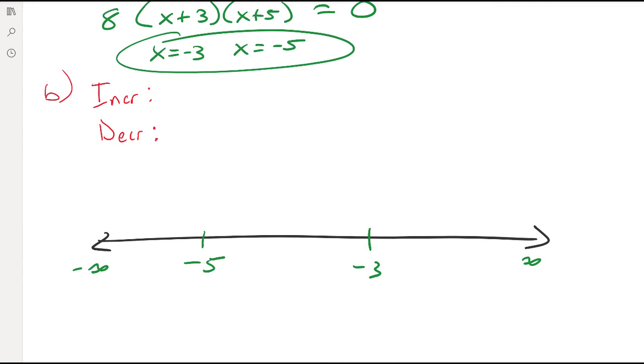In this leftmost region, our representative is, I'm going to use -6. So we're going to take -6 and plug it into the first derivative. Very important: plug it into the derivative. I could use -7 or -12, it doesn't make any difference. It just has to be smaller than -5. All right, this is what I'm going to do.